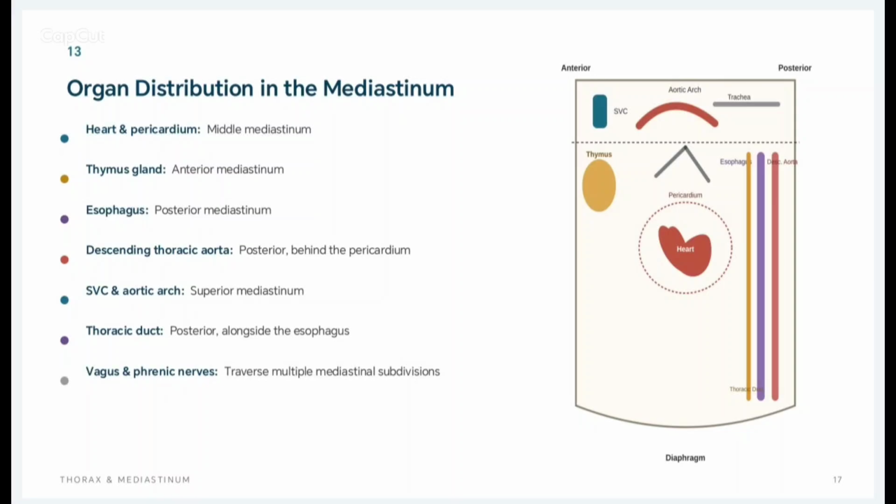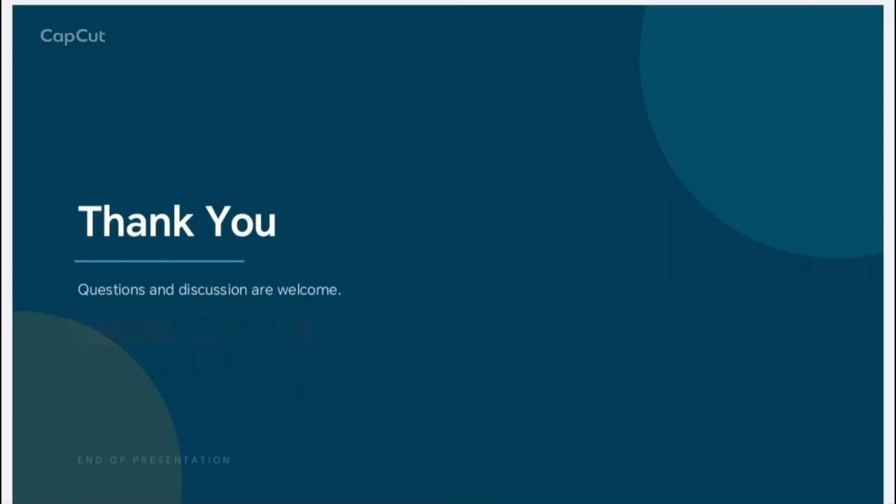This concludes our comprehensive overview of the thorax and the mediastinum. We have covered the bony landmarks, the muscular and neurovascular organization of the chest wall, and the complex internal subdivisions of the mediastinal cavity. I hope this guide serves as a solid foundation for your continued studies in clinical anatomy and radiology.